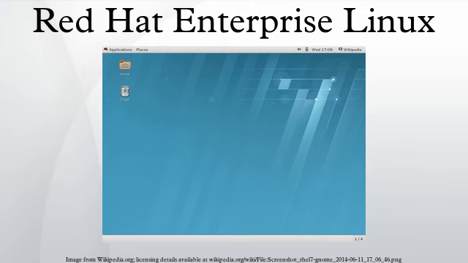Red Hat Enterprise Linux 2.1 ES, May 2003. RHEL 3, Red Hat Enterprise Linux 3, October 22, 2003. Uses Linux 2.4.21-4. Update 1, January 16, 2004.